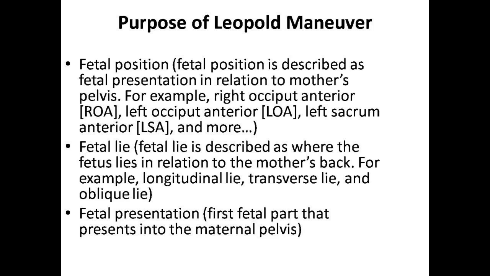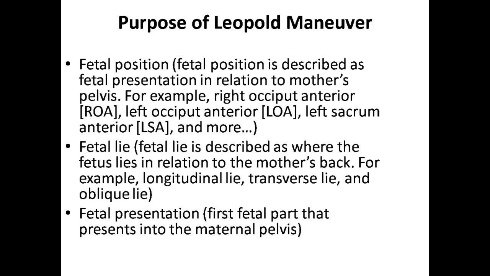That part may be the head. If it is the head, then it is called cephalic presentation. That part may be the buttock. If the buttock is entering into the maternal pelvis first, then it is called a breech presentation. That fetal part may be the shoulder. If the shoulder is entering into the maternal pelvis first, then it is called shoulder presentation. So with the help of Leopold maneuver, we can also identify fetal presentation.